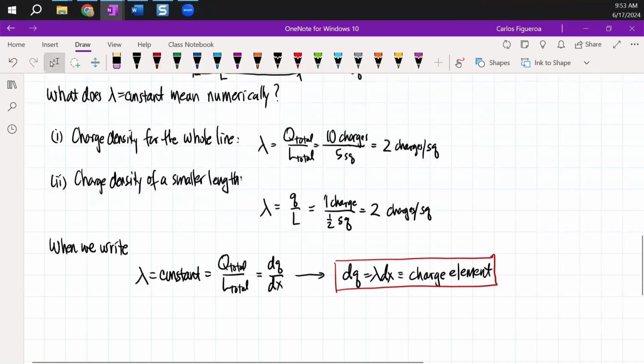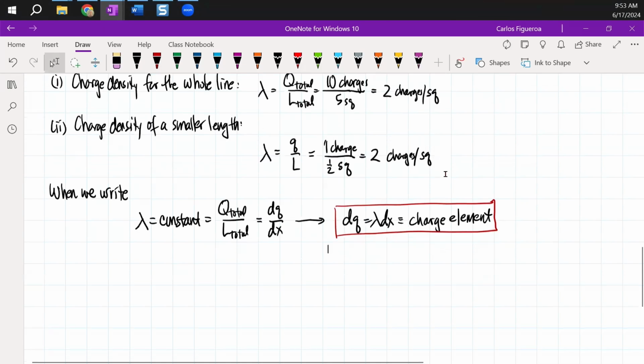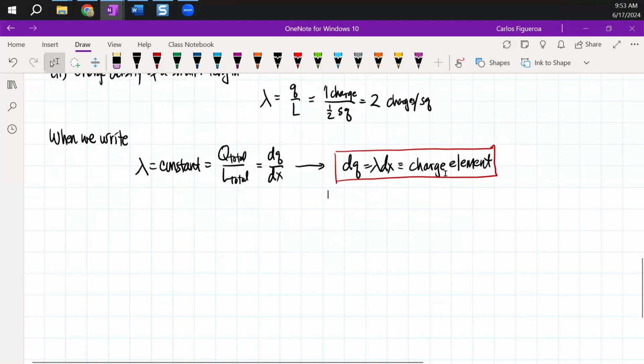So now that we've done that, I'll move quicker through the other charge densities. I'm going to have a surface charge density.